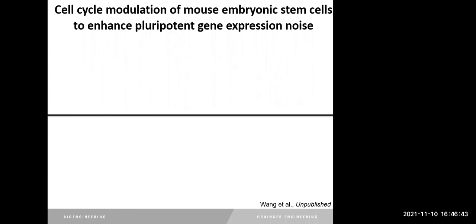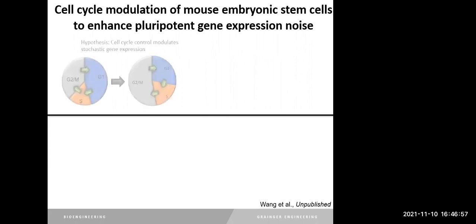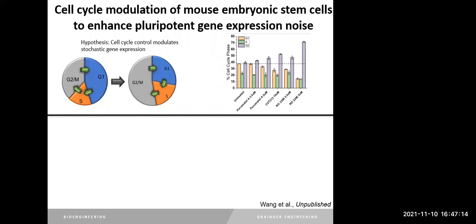So developmental genes are coupled to cell cycle progression, and differentiation is initiated from the G1 phase of the cell cycle. And cell cycle modulation has been reported as a source of gene expression noise. So our hypothesis is that controlling cell cycle in pluripotent stem cells can modulate the noise of pluripotent gene expression, leading to enhanced cardiomyocyte cellular differentiation with differentiation factors. We're currently using CDK1 and CDK2 inhibitors to arrest mouse embryonic stem cells in the G2 phase of the cell cycle. So we can show that we can bias cells in the population into G2 and away from G1.